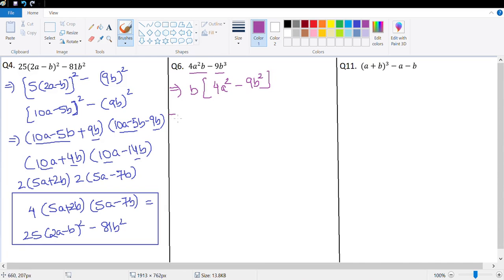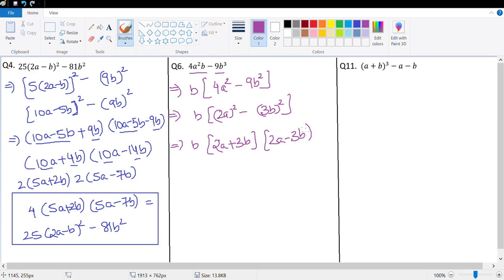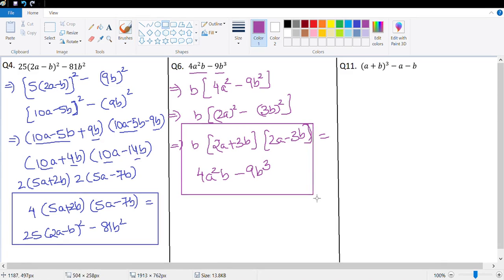4a square is nothing but (2a) the whole square, and 9b square is (3b) the whole square. So b times (2a plus 3b) multiplied with (2a minus 3b). This is equal to 4a square b minus 9b cube. That's the final answer. Good, let's move on to the next question. The next question that we have is question number 11.